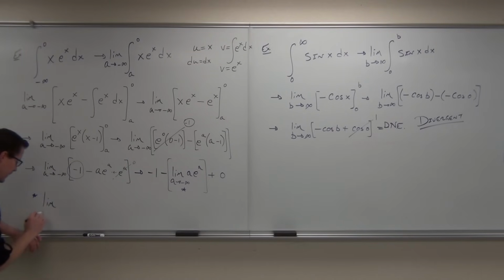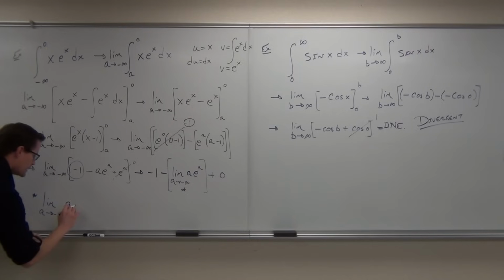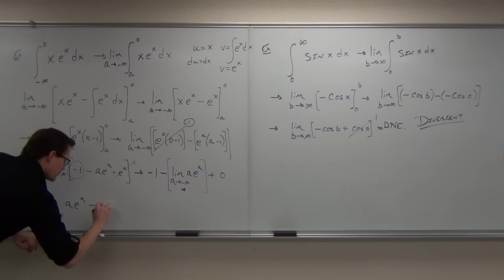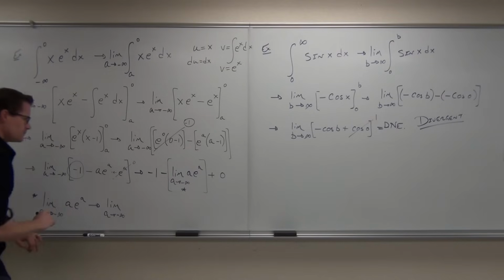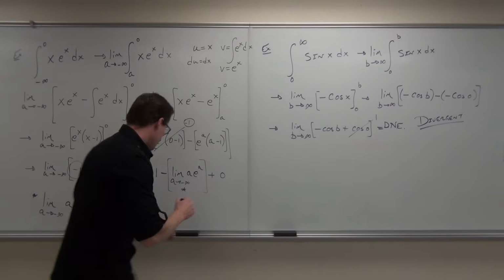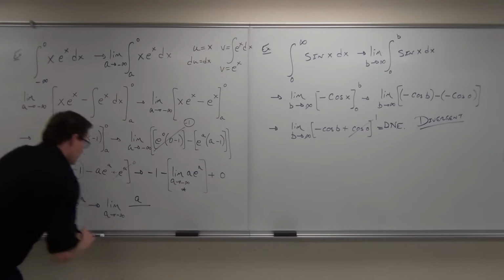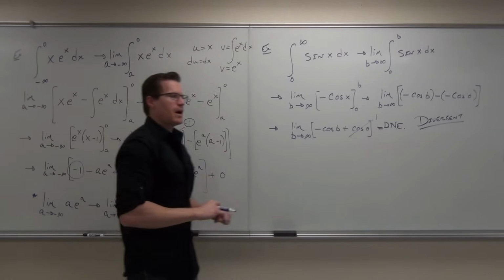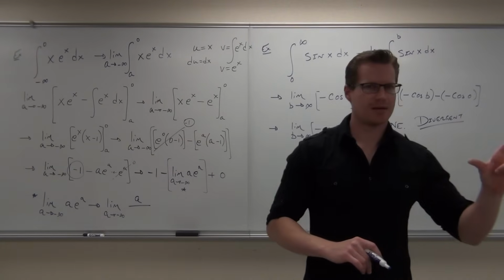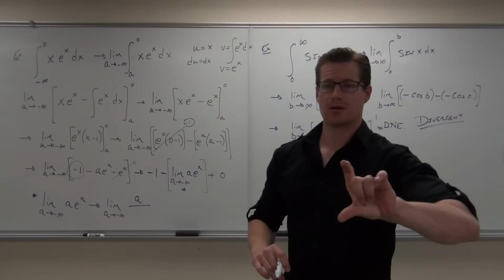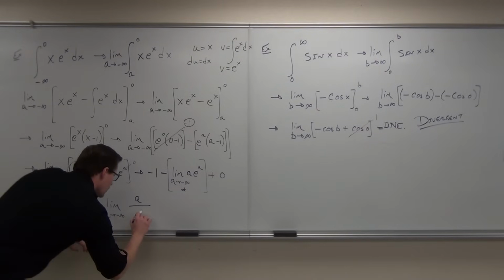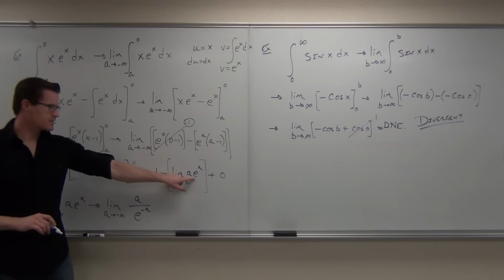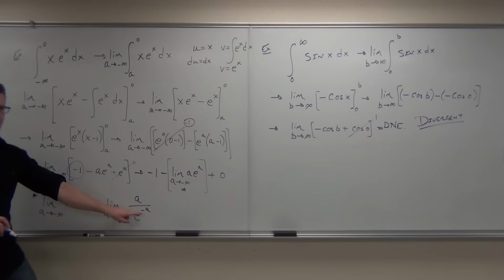The limit as a approaches negative infinity of a times e to the a can be rewritten as the limit as a approaches negative infinity of, I'm going to keep the a right where it is. But the e to the a, I want to rewrite that. Can you tell me how can I write a times e to the a as a over something? To the negative. Yes. In your heads, is this the same as this stuff?